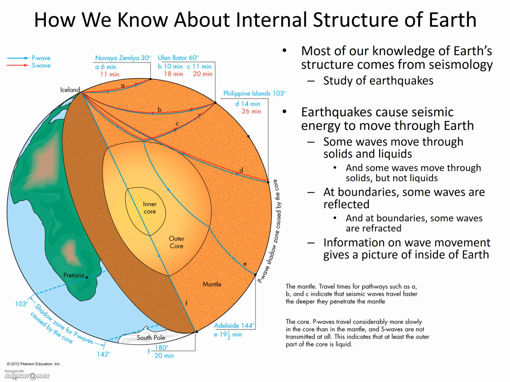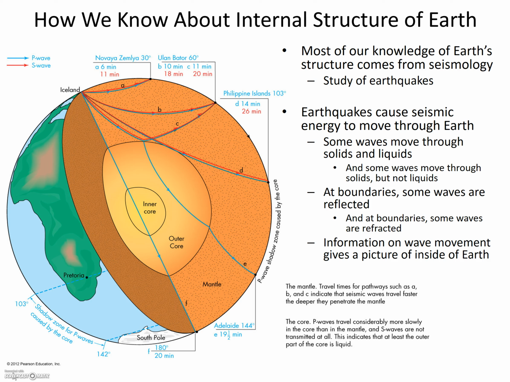Also, the speed of the waves varies, which gives us information on the densities and compositions of the different layers. At layer boundaries, some waves are reflected and refracted, identifying boundaries even more clearly. In the mantle, travel times for some seismic wave pathways indicate that the waves travel faster the deeper they go, indicating a change in composition and/or density.